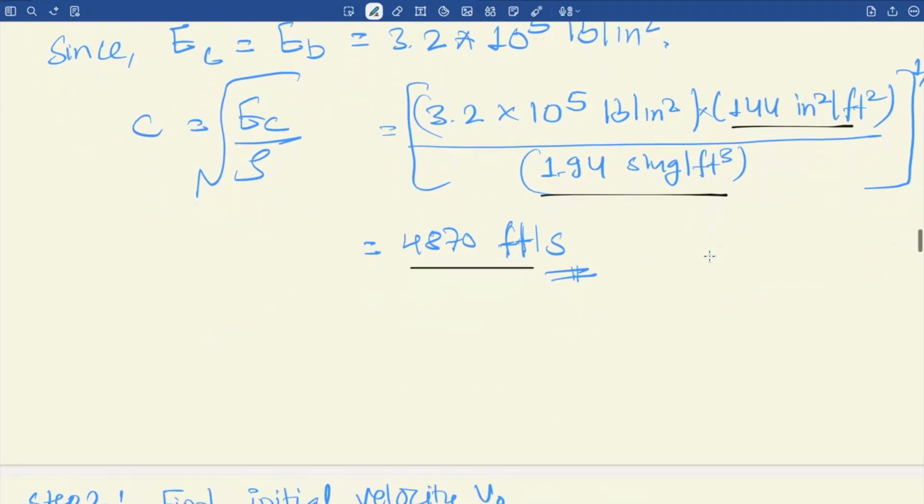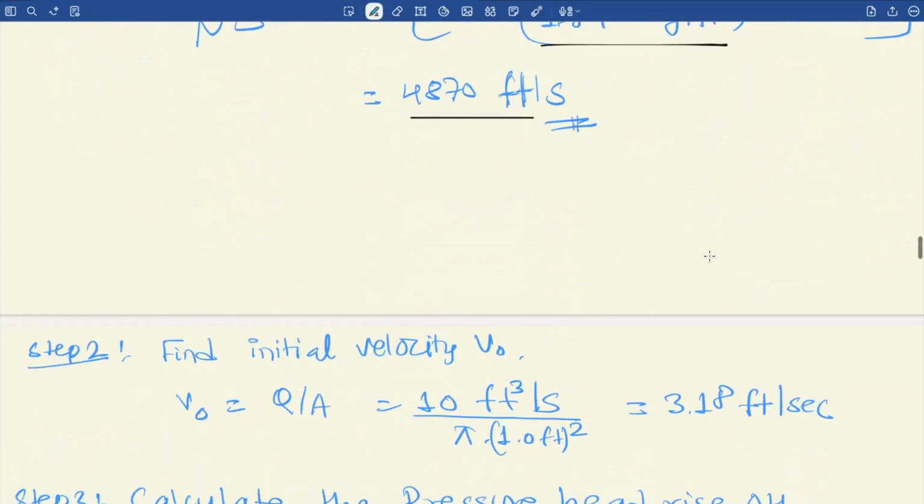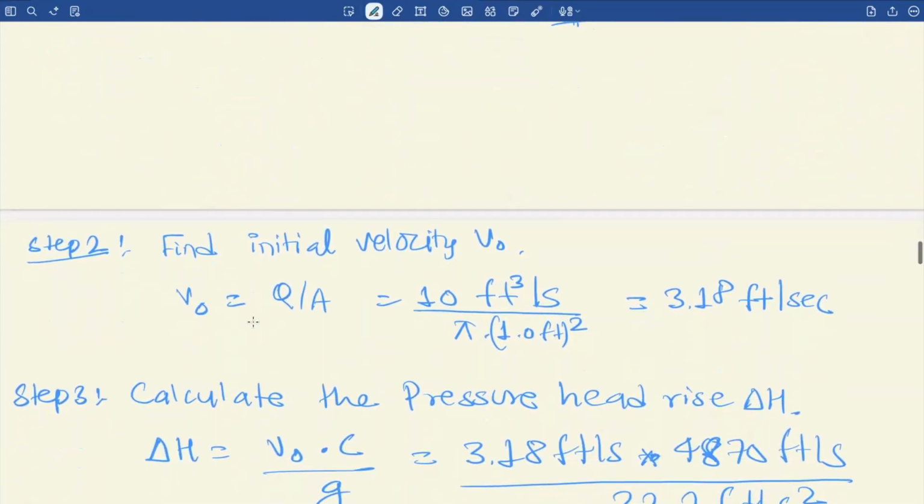Now we will calculate the initial velocity. We will use the continuity equation. That gives, we know the area, since the diameter of the pipe is given as 1 foot, so pi d square by 4, and this gives us an initial velocity of 3.18 feet per second.